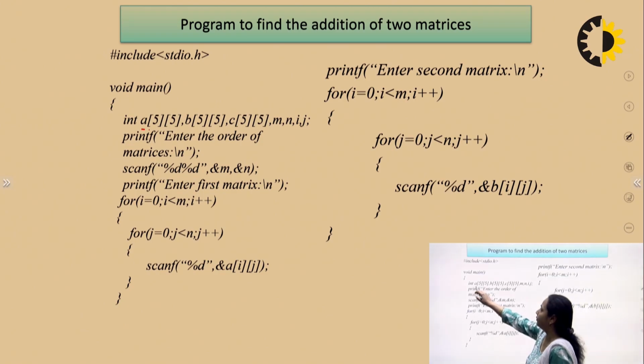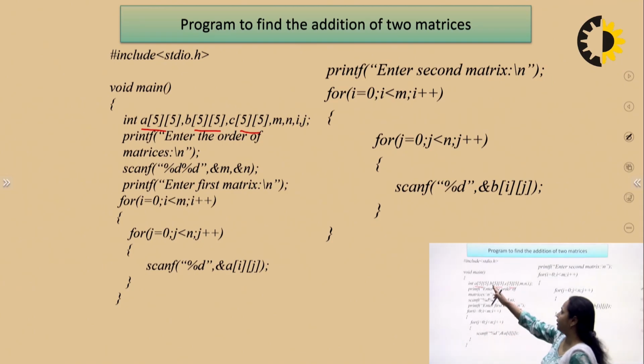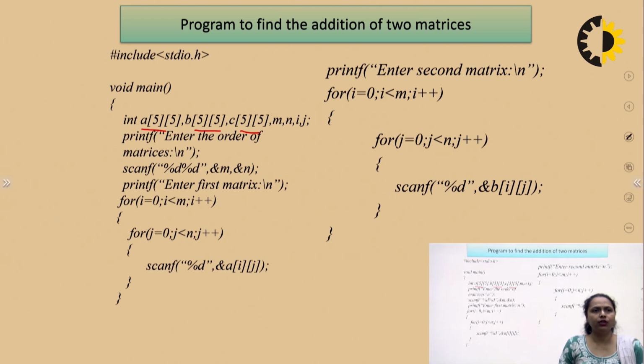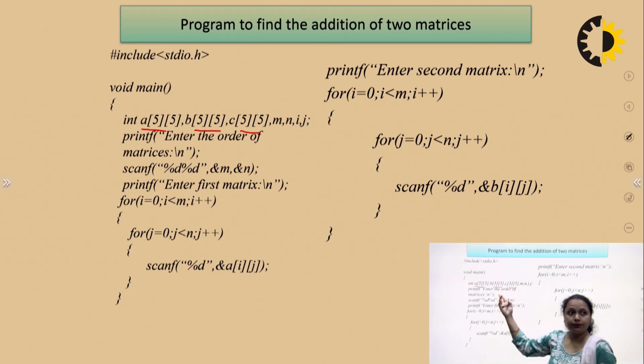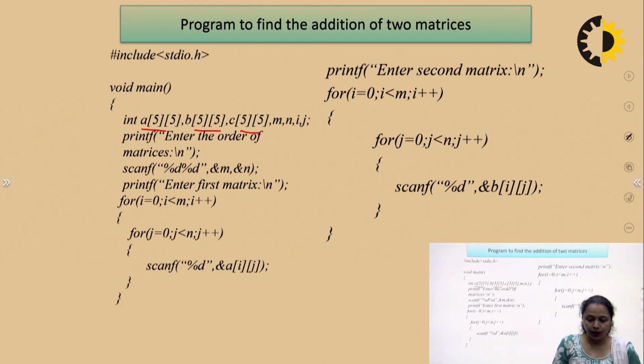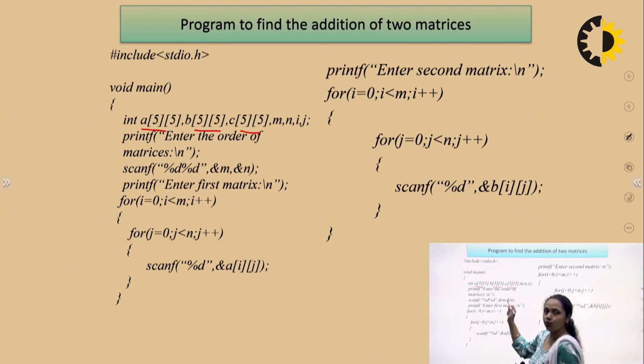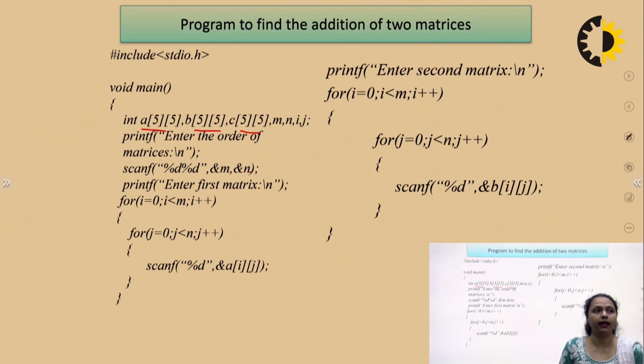Here I have taken 3 matrices A, B, C, and the index size is defined as 5, 5, that is 5 rows and 5 columns. That is the maximum limit set by the user. First of all, we will ask for the order of the matrix. For addition, two matrices can only be added if the order of the matrices is the same. So we require only a single order specified by the user, which we store in m into n, m rows and n columns.